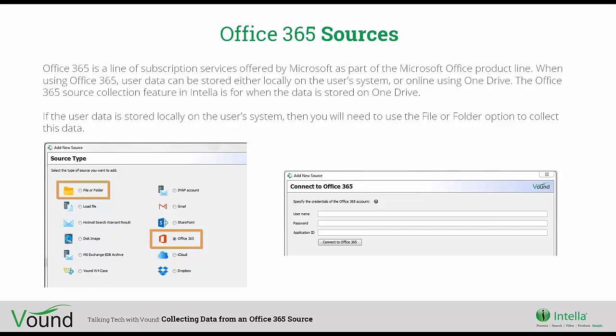Lastly, the other configuration is to have Office 365 installed on your system, but have it set up so that all documents and user-created data are stored locally on the system. So the Office 365 source collection feature that we have in Intella is for when the data is stored on OneDrive. If the data is stored on the local system, then you're going to need to use the file or folder option to collect that type of data, if that makes sense.